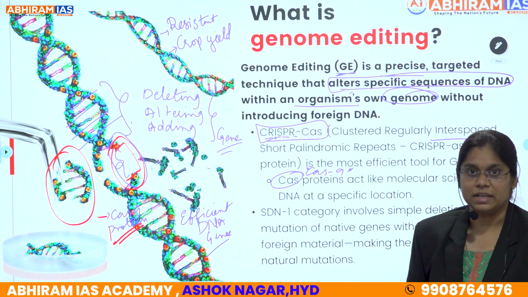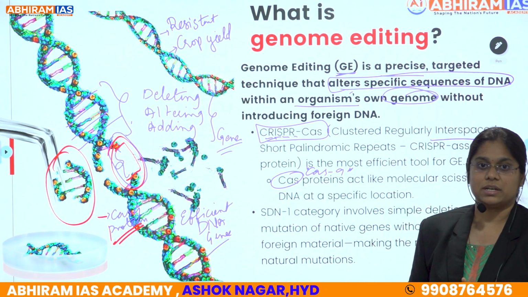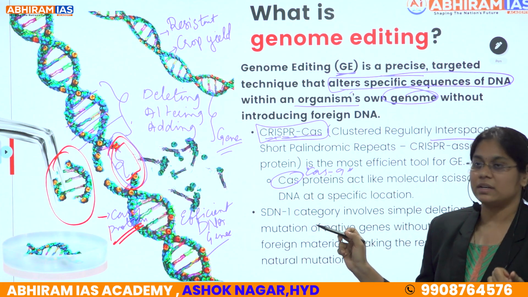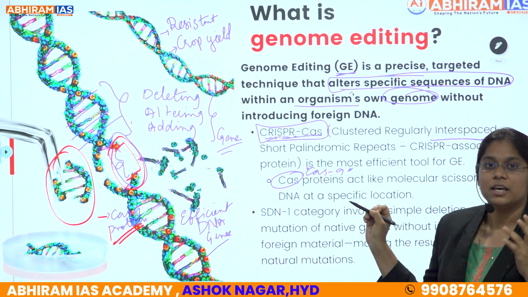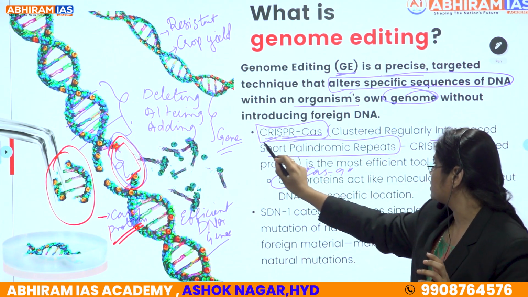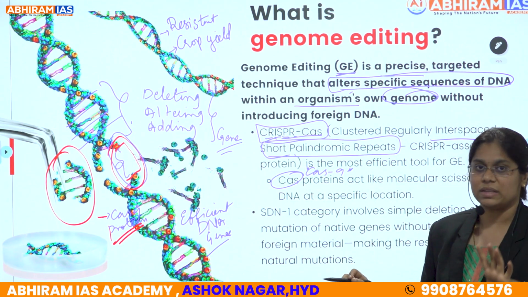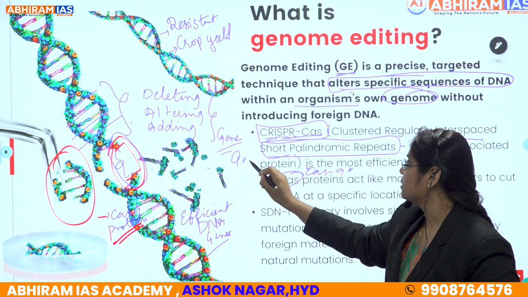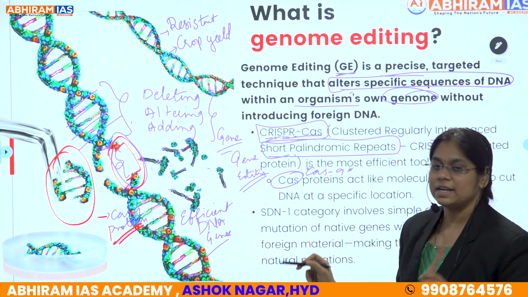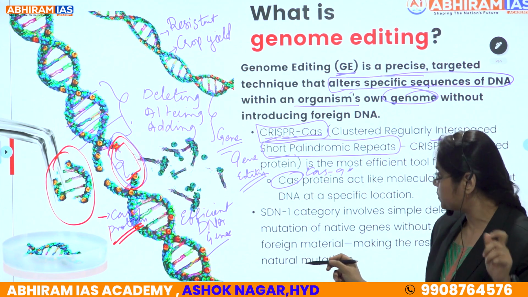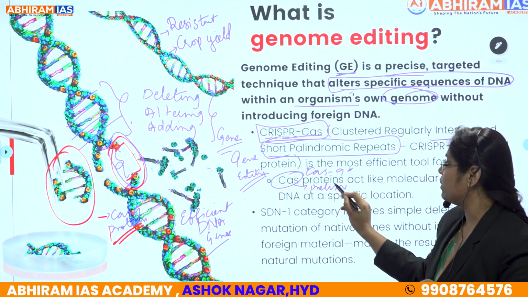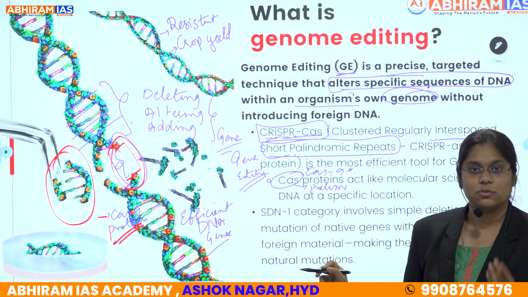Clear? Genome editing or gene editing, and the method which we are using is clustered regularly interspaced short palindromic repeats. This is the most effective method for gene editing. Clear? And Cas9 protein is nothing but the molecular scissor, which was previously asked in the UPSC prelims. They have asked, Cas9 protein is associated with what?